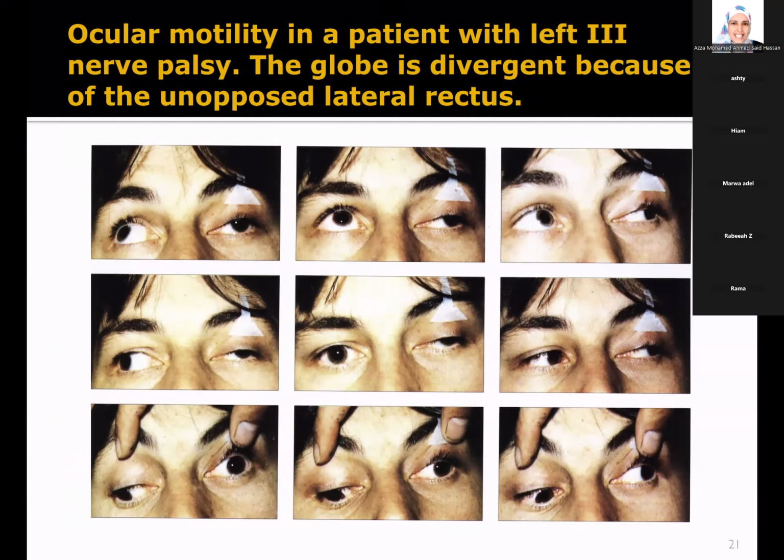In such case, we have to look carefully for pupil involvement. If the pupil is involved or there is any degree of pupillary abnormality, we have to exclude a surgical cause of third nerve palsy. We have to look carefully for a compressive lesion, any history of trauma causing a hematoma compressing the third nerve, or any mass or tumor affecting the pupillary nerve fibers, causing the pupil to be affected. This is what we call surgical third nerve palsy.